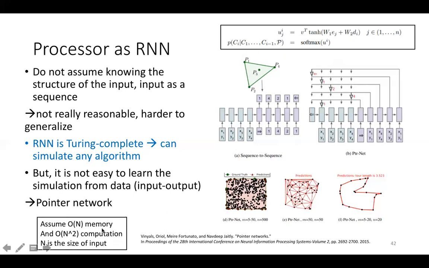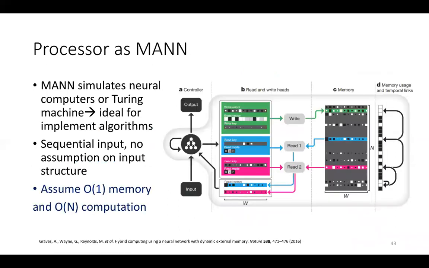And also if you look at the memory complexity and the computation complexity, this kind of approach is not really efficient. You can also use a processor like the MANN, or memory augmented neural network. The big advantage of MANN is it assumes finite memories, O(1), not scaling with the data, and it only requires O(n) computation because you attend to a fixed size memory. But again, it still needs to sequentialize the input, so there's no assumption on the input structure, which is a big disadvantage.